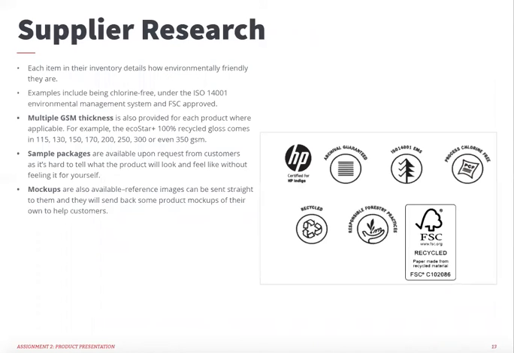Ball & Doggett is also very clear in how each of their products are sustainably made, indicating to the users whether the paper they've chosen is FSC approved, chlorine-free, and even recycled from post-consumer paper.